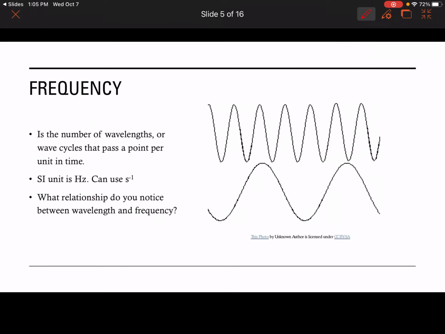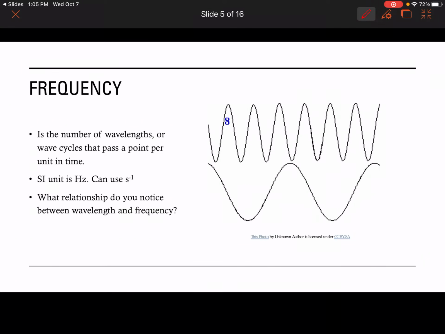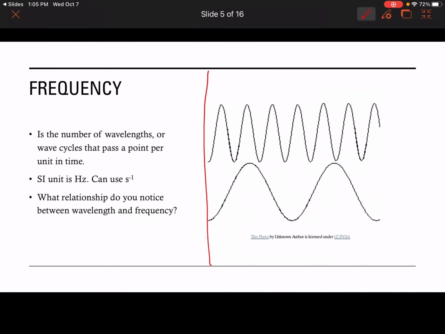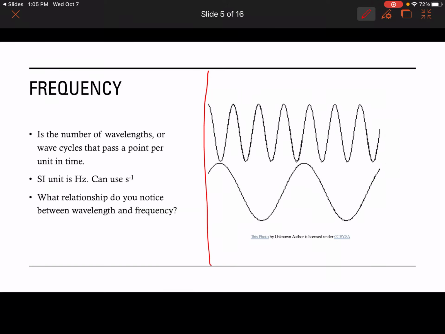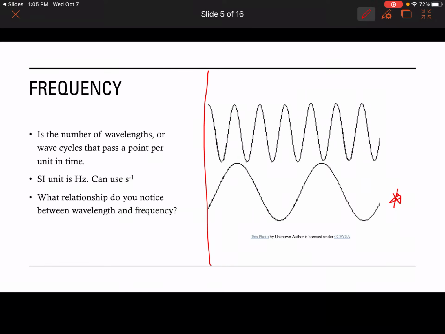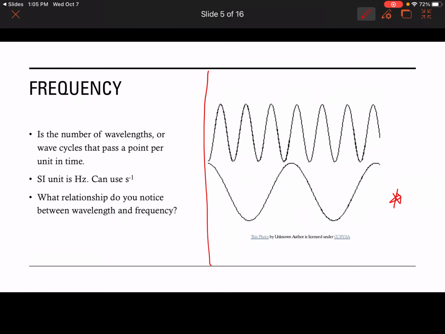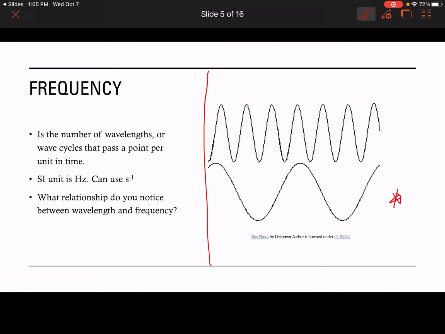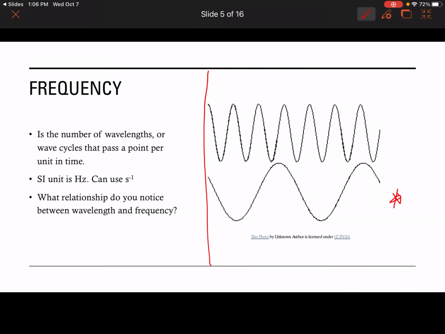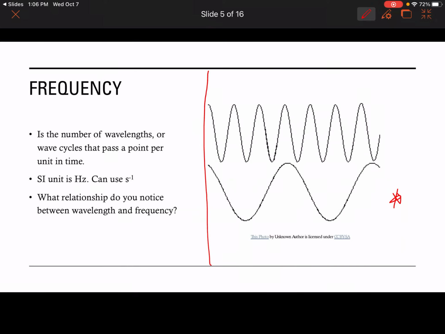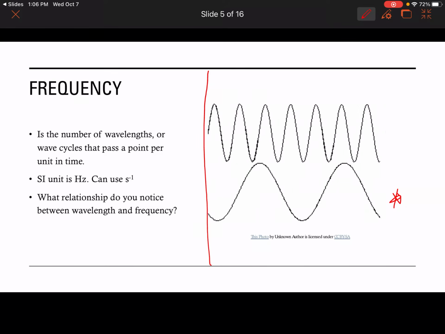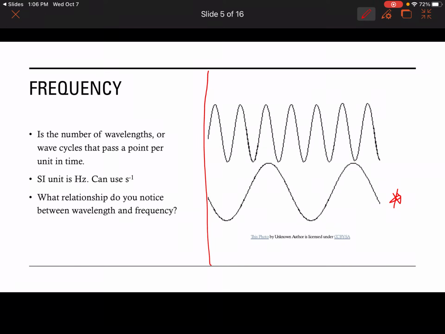So frequency is the number of wavelengths or wave cycles that pass a point per unit of time. So if we have our line there, you can see the top one, well, first of all, which one has the bigger wavelength? So this one has a large wavelength, right? But which one has the higher frequency? So how many wavelengths are going past a certain point? It's actually got numbers on here. It's basically 4 to 1 here, which is pretty close to the ratio of the short wavelength to the long wavelength here.